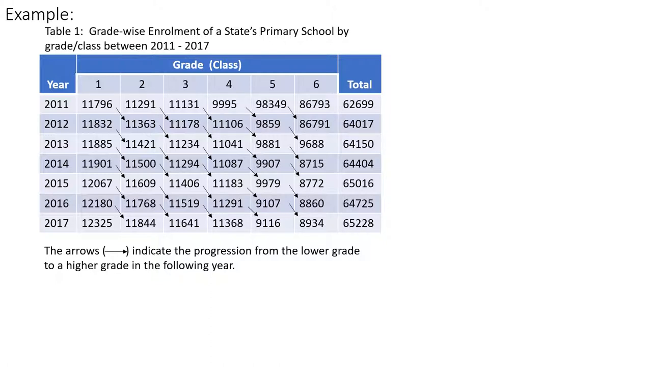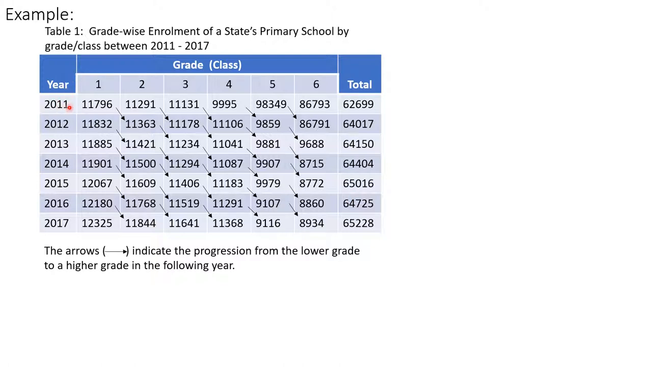Here is an example in Table 1. In this table, we see the grade-wise enrollment of a state primary school by grade or class between 2011 and 2017. This is about a 7-year enrollment plan. So here we have the first part they said we should take, from 1 to 6. So you take this enrollment. It's only the enrollment we are concerned with. Here you discover there is no repetition, no dropout, no promotion. So we just have those that enrolled in the year, and we have the total of the number from year 1 to year 6. In primary school, you have 6 years.